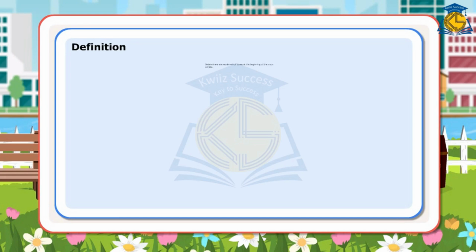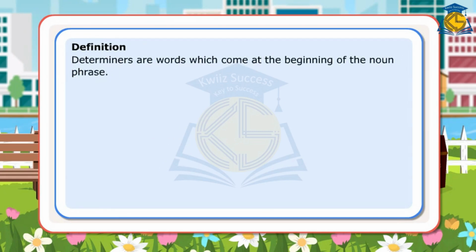Definition. Determiners are words which come at the beginning of the noun phrase. They tell us whether the noun phrase is specific or general.